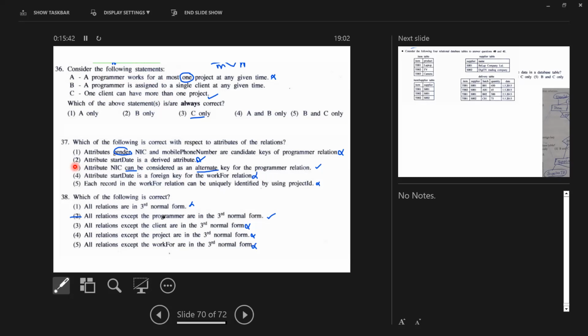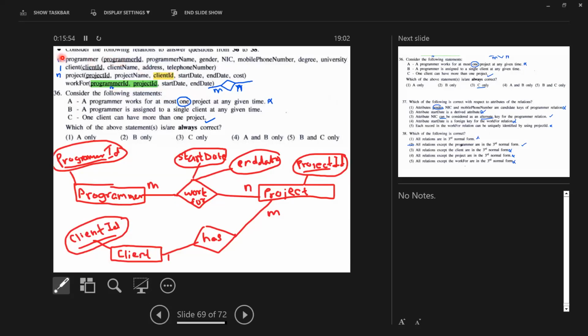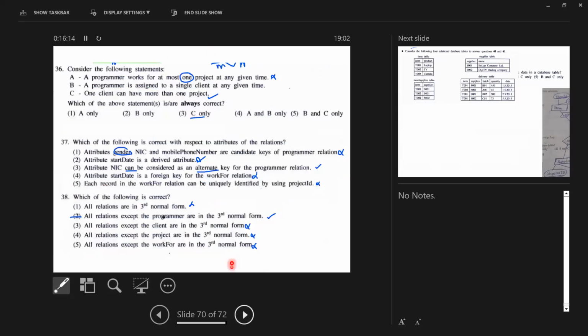Next one: which of the following is correct? All relations are in third normal form. No, we can't say third normal form because of the programmer table. The programmer table is something like first normal form, and there are partial dependencies, mobile phone, that means degree, university. There are some partial dependencies. Therefore, we can't exactly say it is in the third normal form.